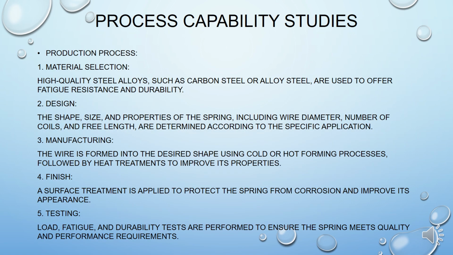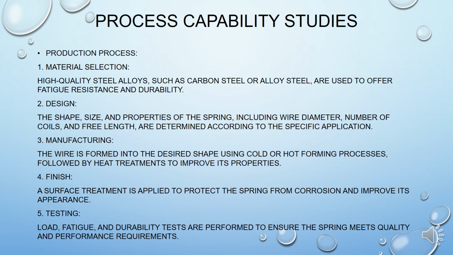Process capability studies. Production process. 1. Material selection. High quality steel alloys, such as carbon steel or alloy steel, are used to offer fatigue resistance and durability. 2. Design. The shape, size, and properties of the spring, including wire diameter, number of coils, and free length, are determined according to the specifications.